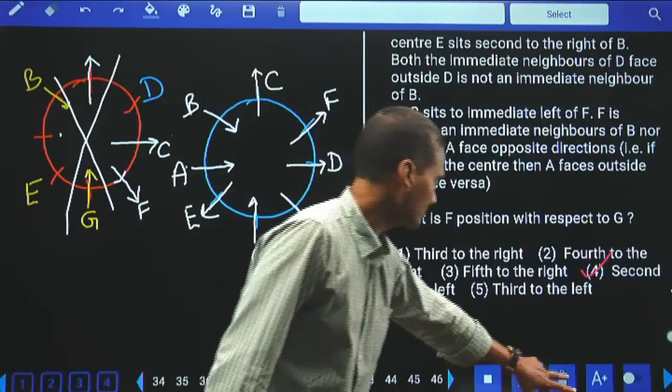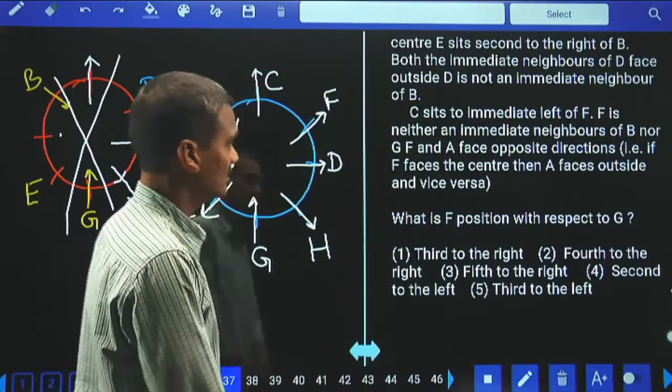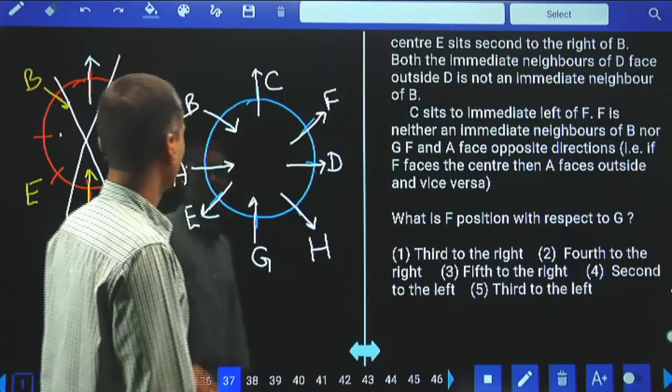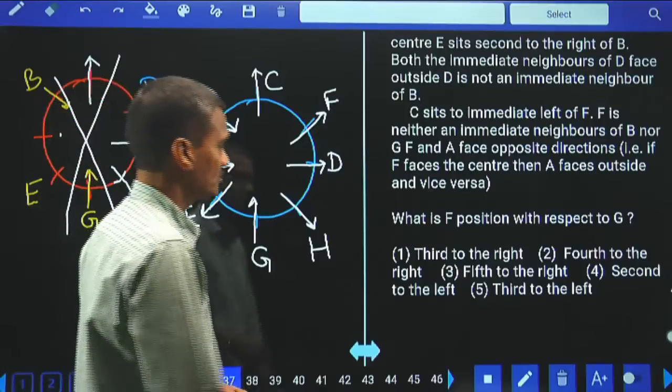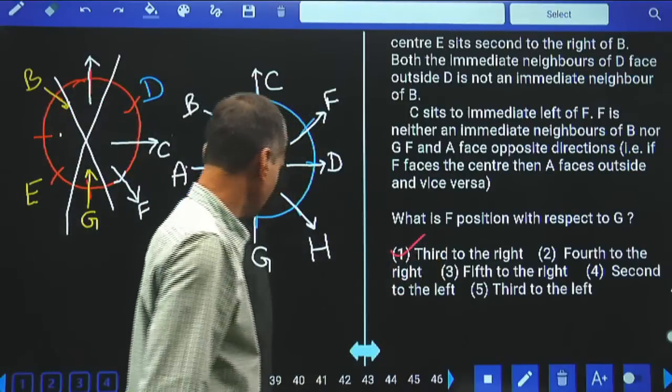Then coming to question number 37. What is the position of F with respect to G? Now where is G? G is here, F is here. 1, 2, 3, third to the right. Now third to the right, choice 1 is the answer, 37.